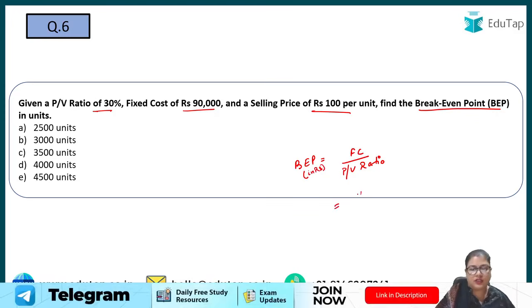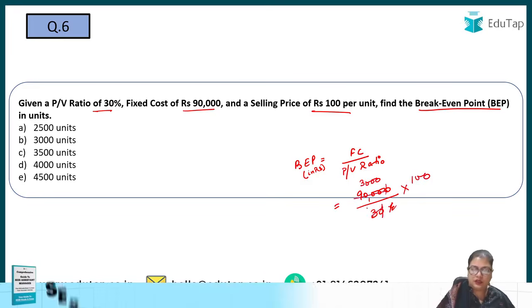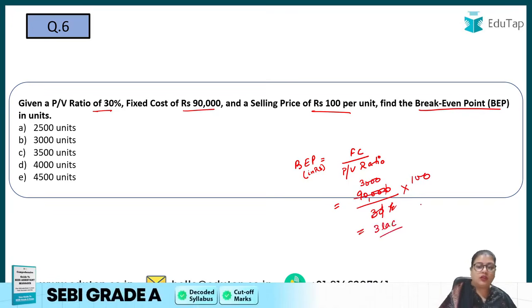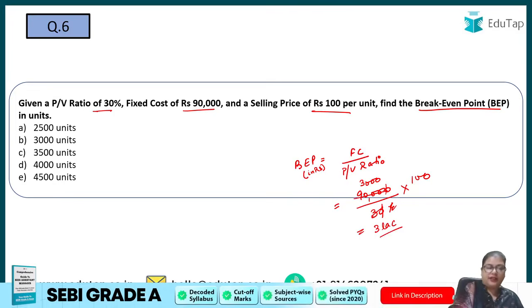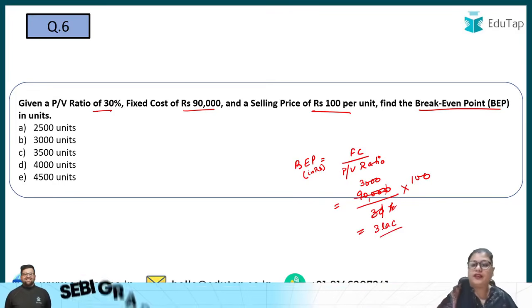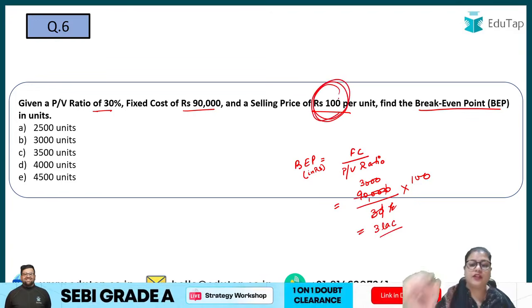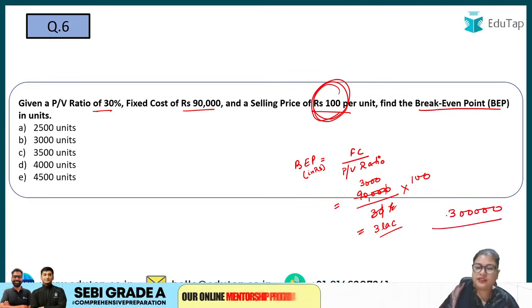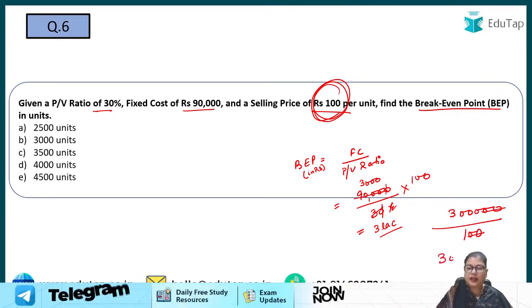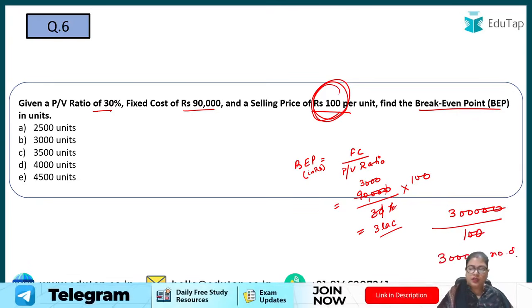So fixed cost is how much? 90,000. 90,000 divided by PV ratio, that is 30%, or you can say 30 into 100 here. So you will calculate this, you will get how much? You will get 3 lakh rupees. But you don't want it in rupees, you want it in number of units, right? The options are given in units. So how will you find this out? Selling price is given to you, that is rupees 100 per unit. So you will just divide 3 lakh by the selling price, that is 100 rupees, and you will get the number of units, right? So 3000 will be the number of units. Again, the crux is that you need to remember the formula, right?